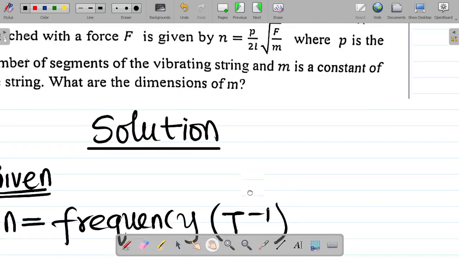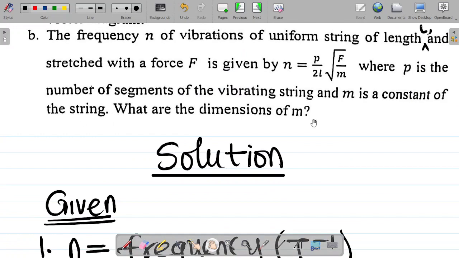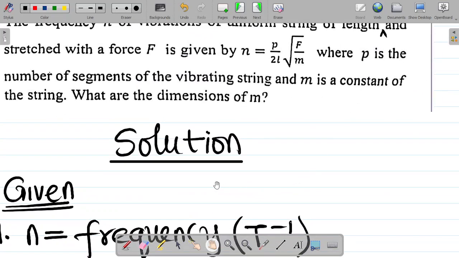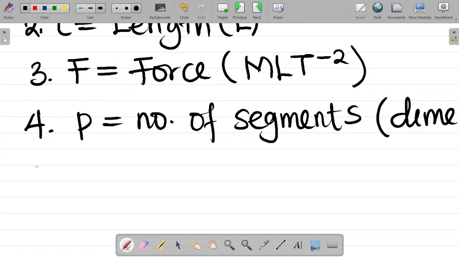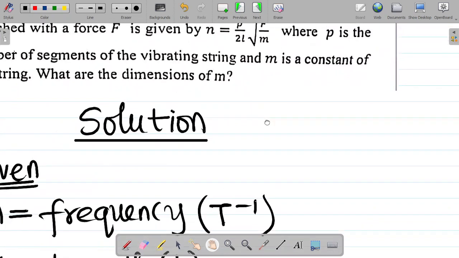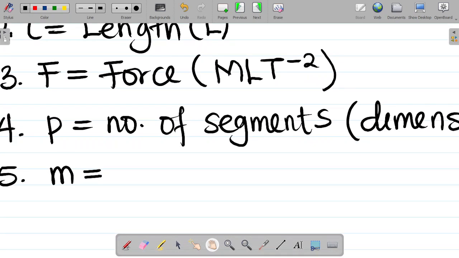All right, what else are we missing here? What's not here? They said m is a constant of the string. Okay, let me see m. So number 5, you have m is equal to, they said, a constant of the string. m is a constant of the string.